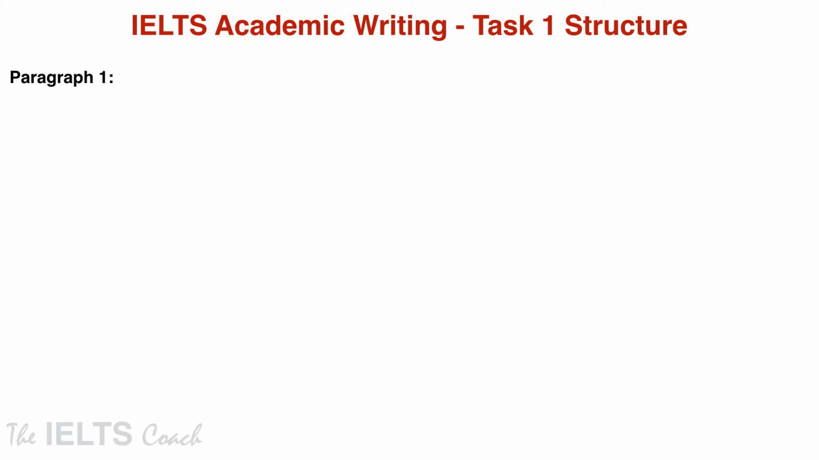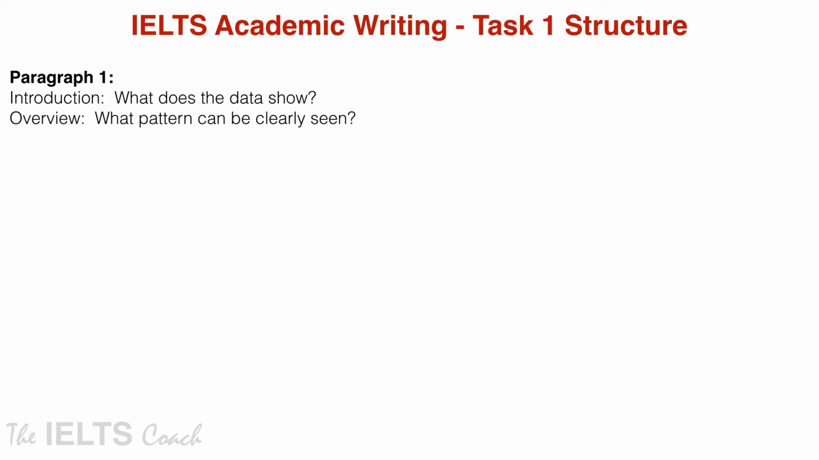So paragraph 1 should be your introductory paragraph, and it should include 2 or 3 sentences. The first sentence will be the introduction. What does the data show? What does the table show? What information can you see in the diagram? Sentence 2 is the overview, the general pattern or trend that is obvious. And we'll look at some examples of introductions and overviews a little bit later, but you get the idea here.